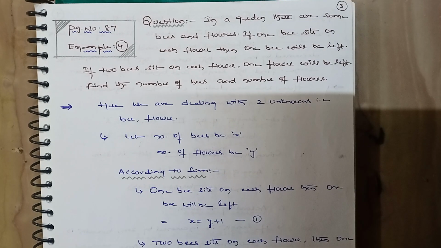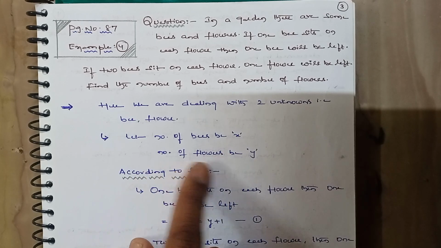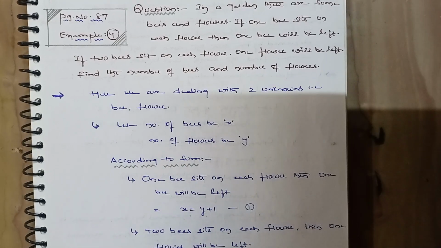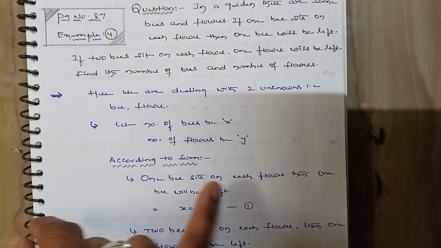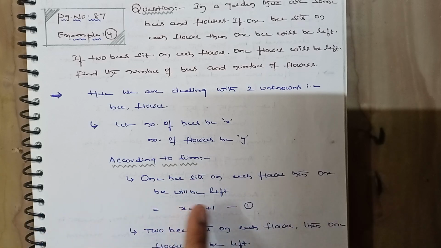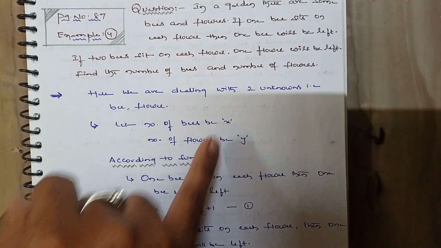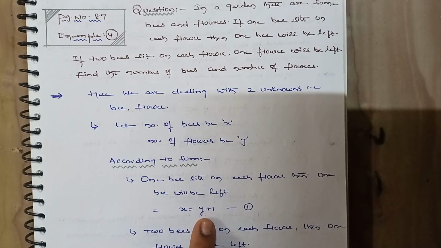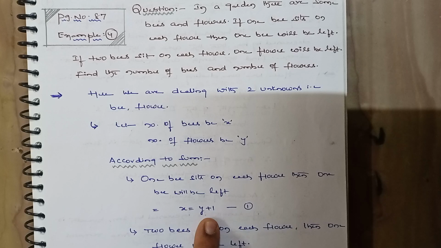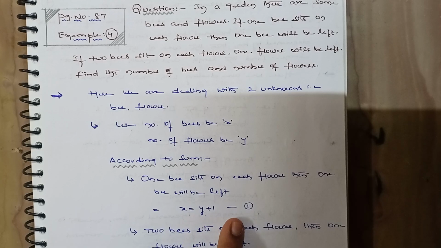So here the unknowns are bees and flowers, guys. Let the bees be x, flowers be y. Okay, according to the sum, what is given in the question? Converting into equation form. One bee sits on each flower, then one bee will be left out. B we take it as x and one flower y and one will be left out. So x equal to y plus 1. That is equation 1.